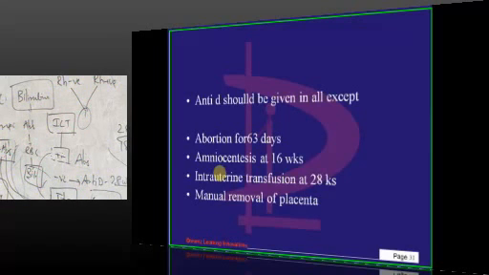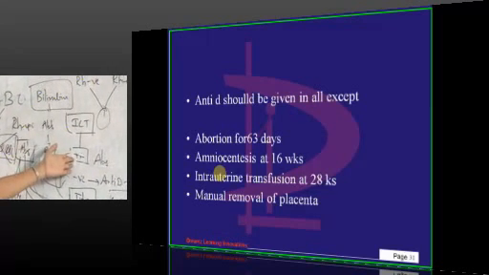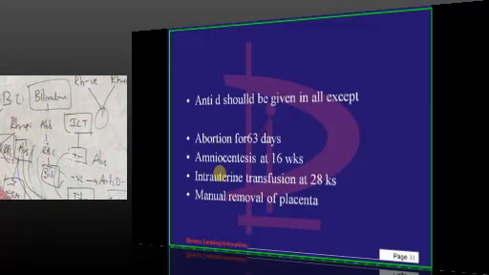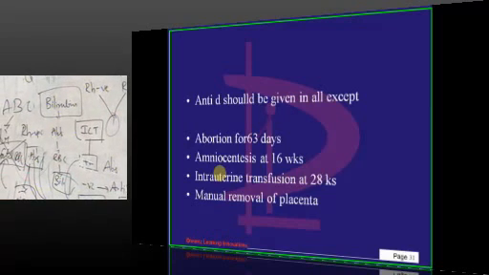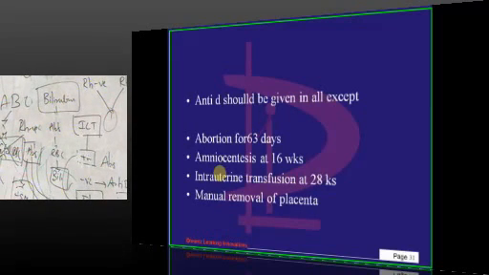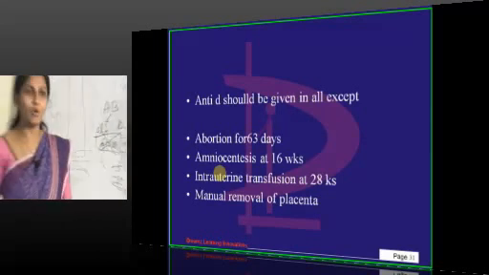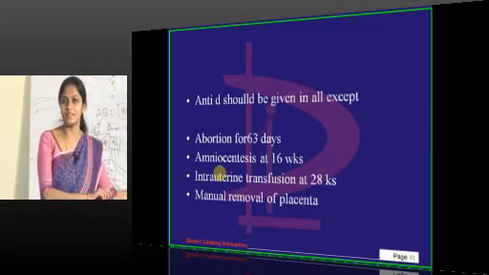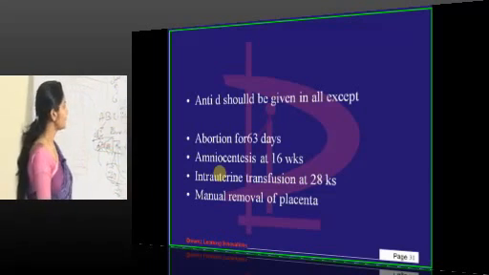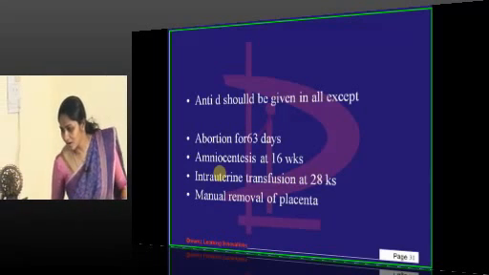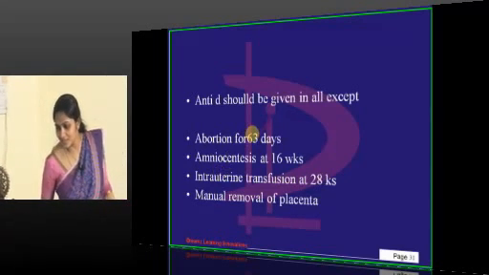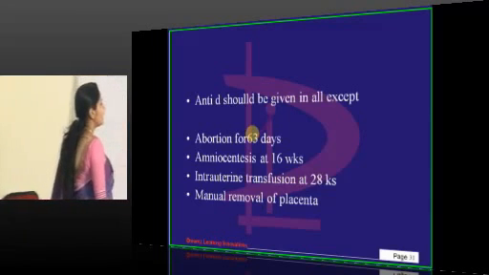I am able to see question-mark faces. Is it clear? In intrauterine transfusion, the ICT is already positive, which indicates there is no need to give anti-D. Only once it is positive do I go through this entire process. Intrauterine transfusion indicates antibodies are already there and already damaging the fetus. Even if you give anti-D now, no use, because antibodies are already in the mother. Is it clear? Do you want me to explain once again? Yeah, fine.